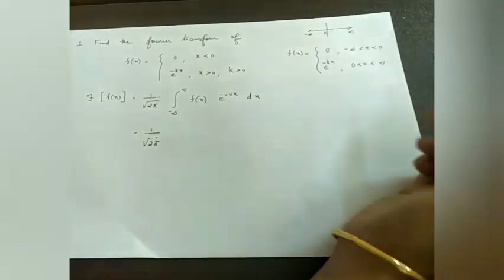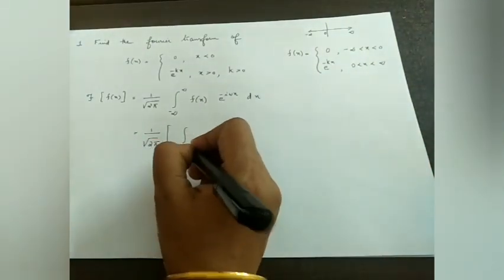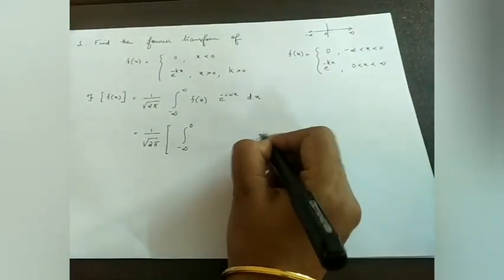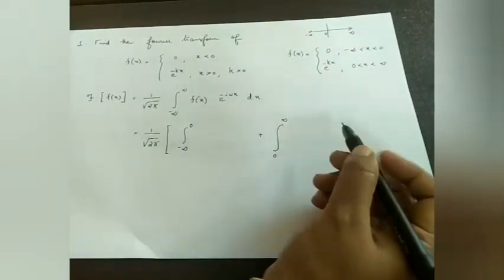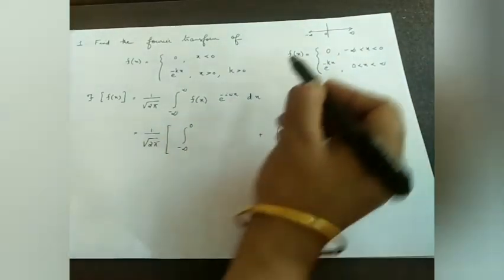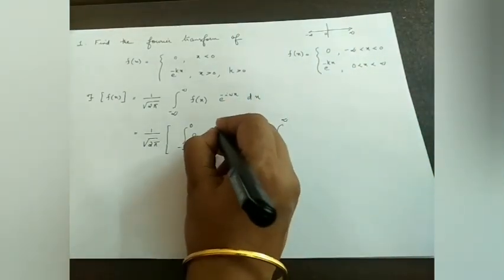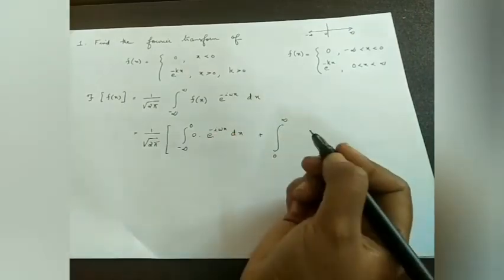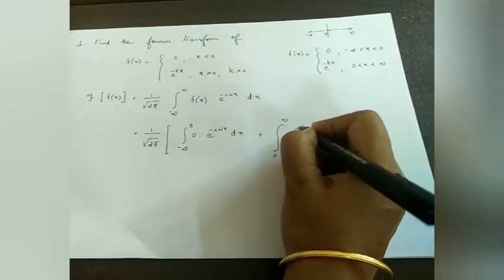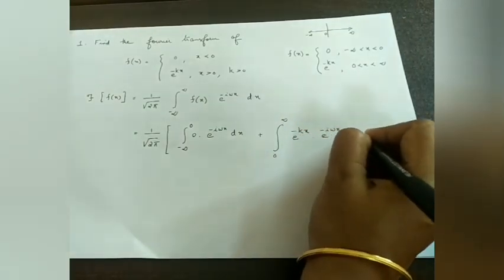It is clear from this picture. Okay. Now we can divide this interval from minus infinity to 0 and from 0 to infinity. We know that from minus infinity to 0, the value of this function f of x is equal to 0. Therefore, 0 into e raised to minus i omega x dx, plus, from 0 to infinity, the value of the function is e raised to minus kx, e raised to minus i omega x dx.